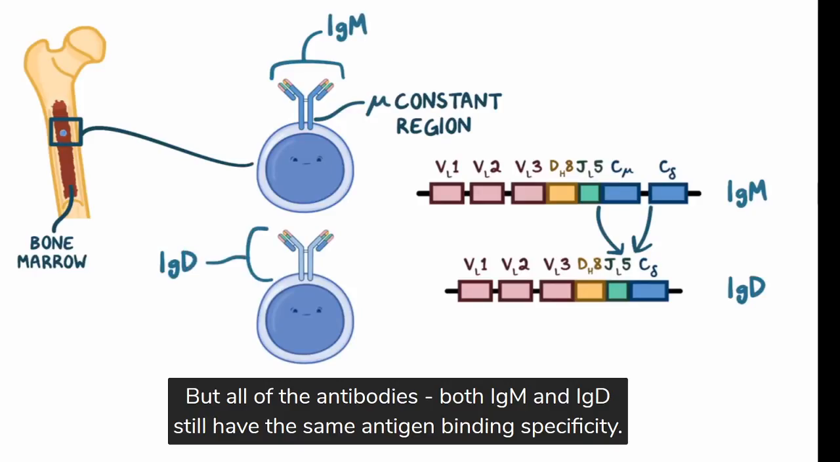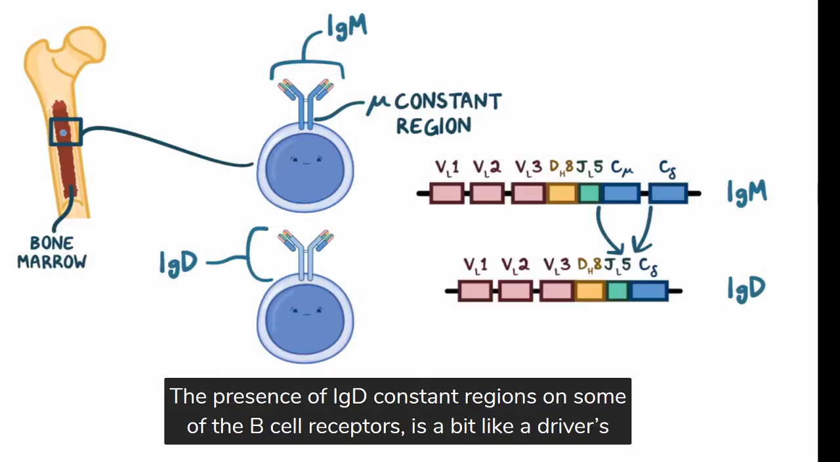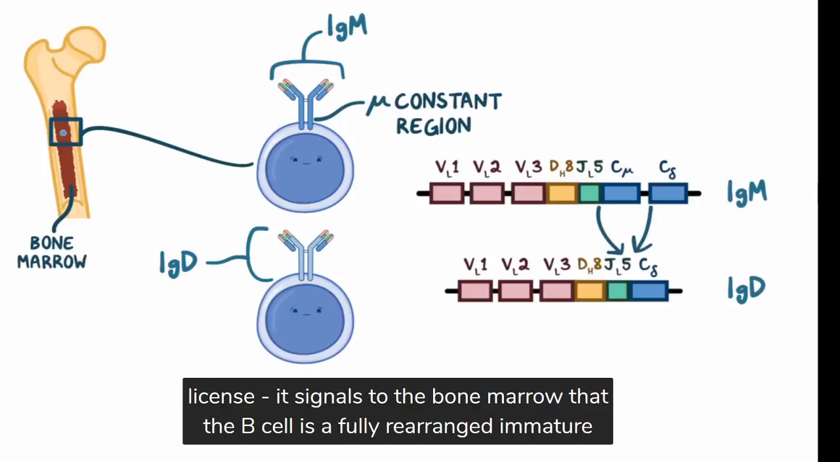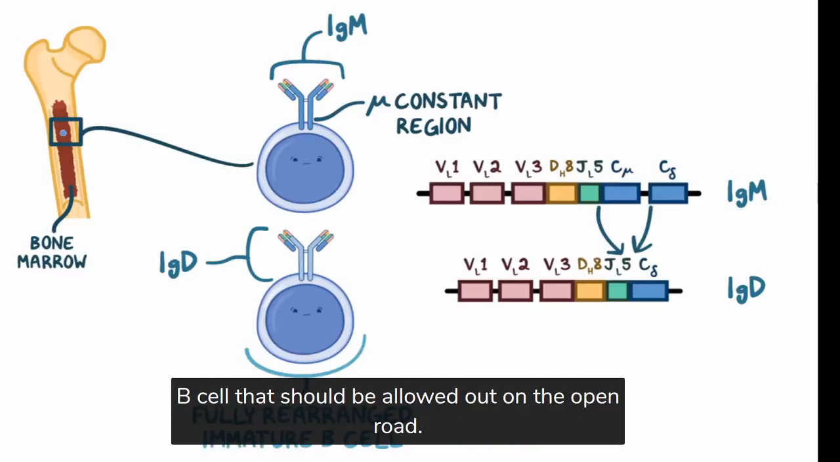The presence of the IgD constant region on some of the B cell receptors is a bit like a driver's license. It signals to the bone marrow that the B cell is a fully rearranged immature B cell that should be allowed out on the open road.